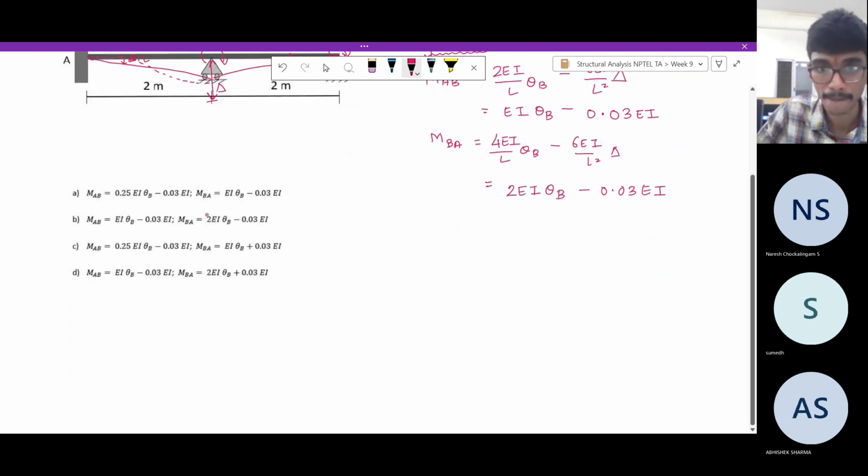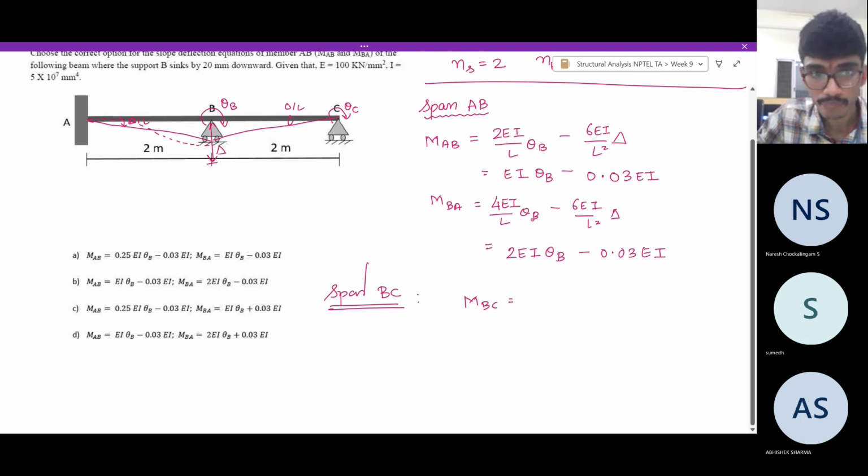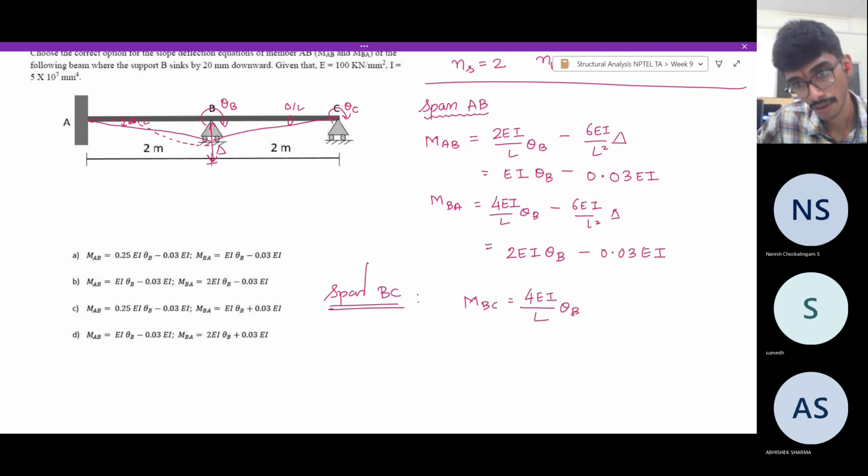Now come to span BC. What do we have? MBC is equal to 4 EI by L theta B plus 2 EI by L theta C and minus 6 EI by L square. But note that this is rotating counterclockwise, so you have minus delta.